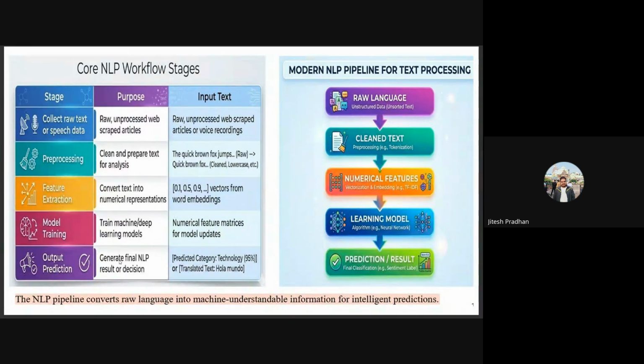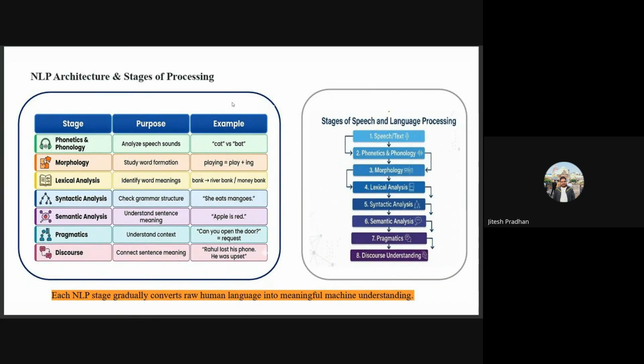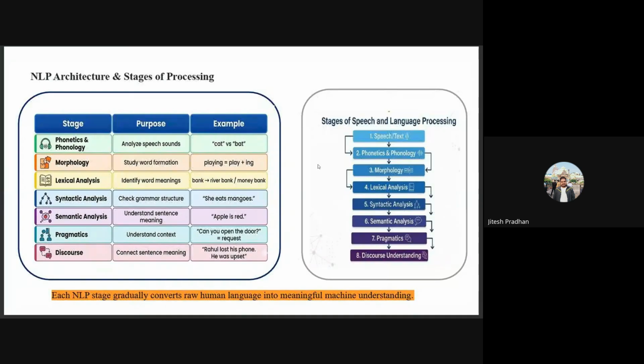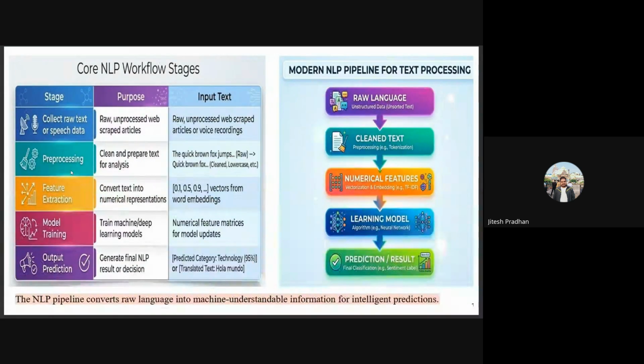So these are the basic five stages of the NLP workflow. Now let's come to the NLP architecture. This NLP architecture sits between pre-processing and feature extraction. So what is the NLP architecture? Because we have to pre-process the data and extract features, it completely dwells between pre-processing and feature extraction.